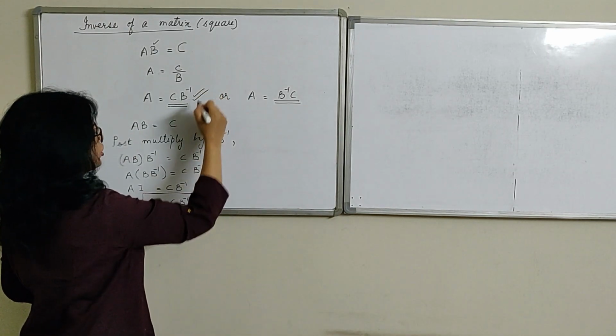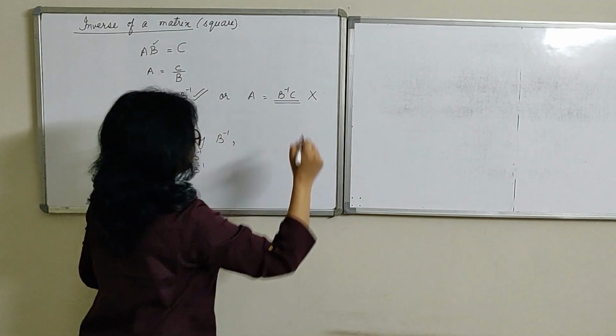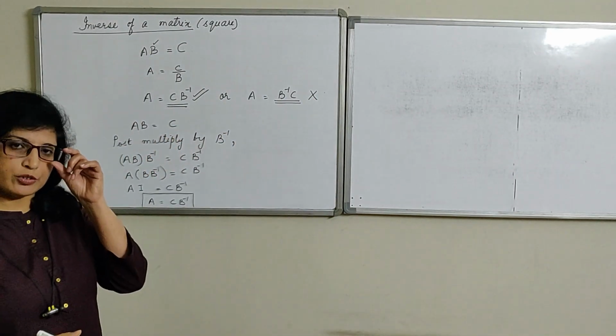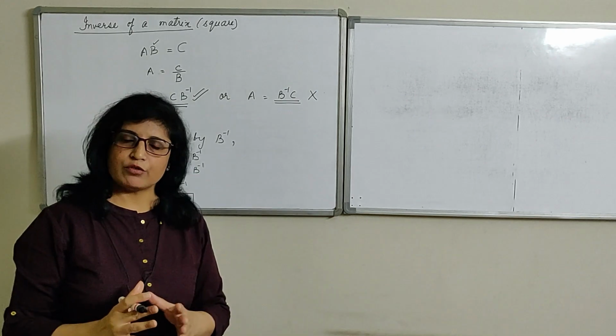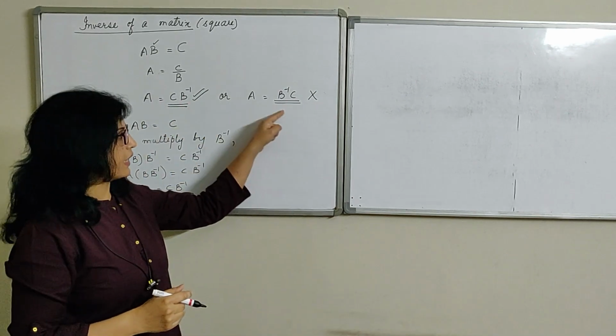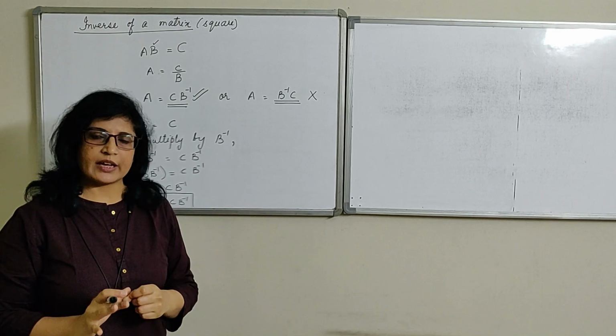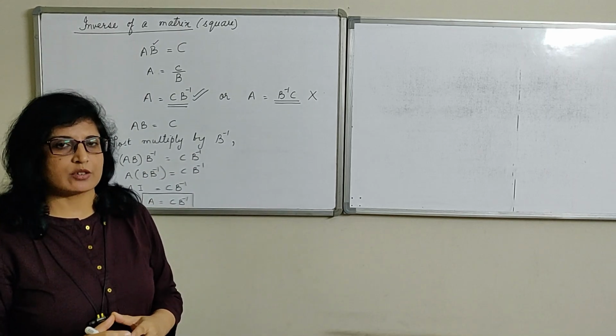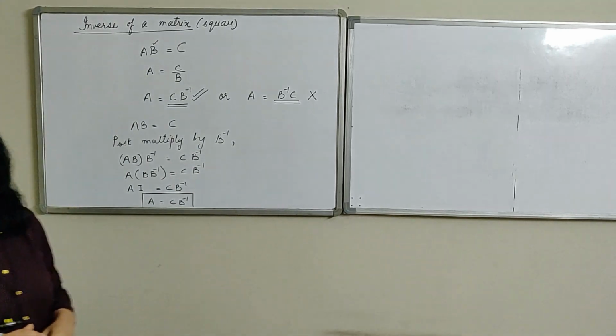This is the right equation. This is not the right equation. So it is important to remember that the inverse of a matrix can be found, but which of these equations is correct, we have to understand, because matrix multiplication is not commutative.